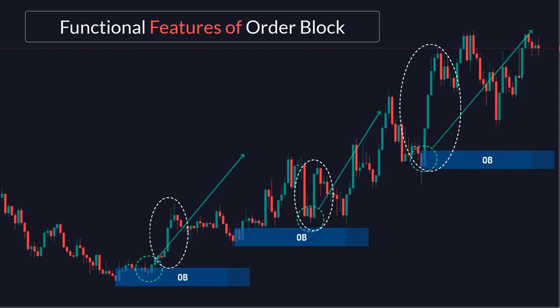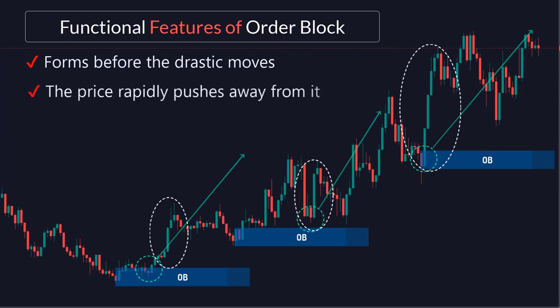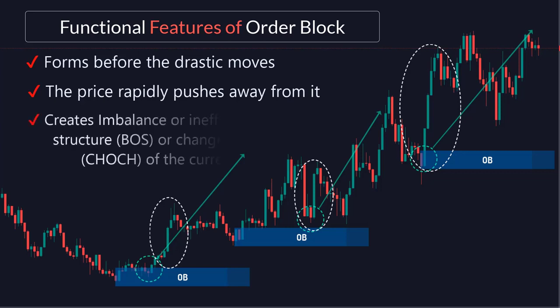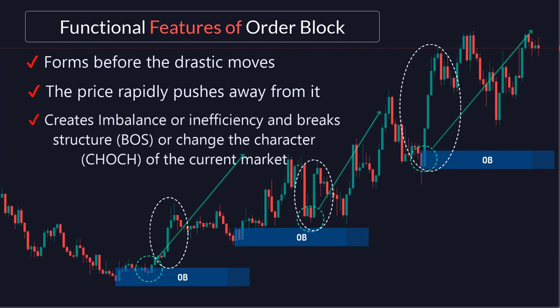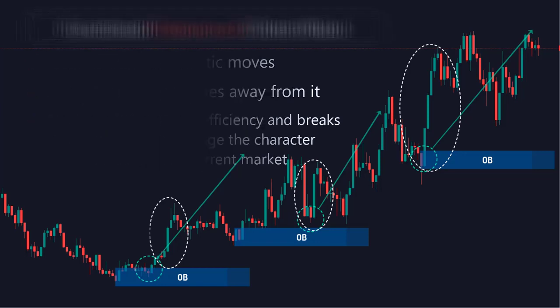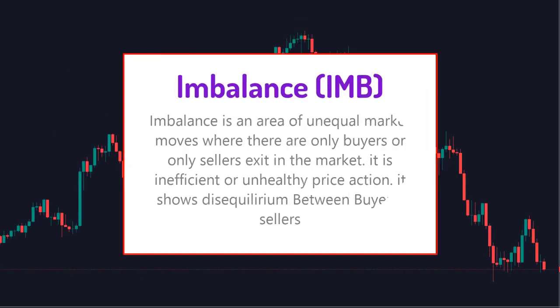Here is the functional definition of an order block, which helps us identify order blocks on the chart easily. Order blocks are formed before the drastic moves in the market, exactly where the price rapidly pushes away from a specific area because of the lots of orders placed there. An order block creates an imbalance or inefficiency that breaks the structure of the market or changes the character of the current market.